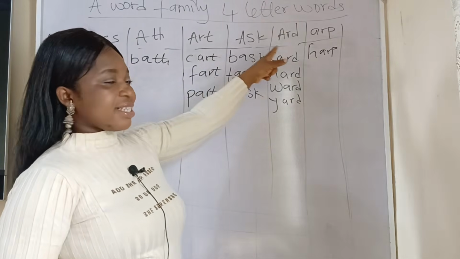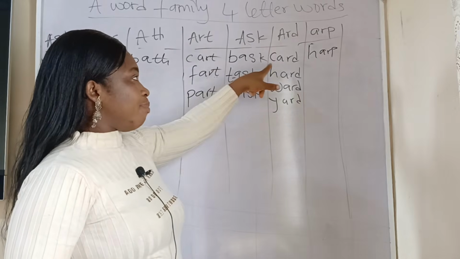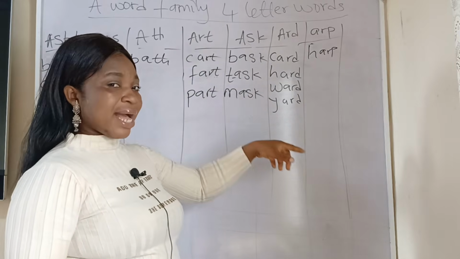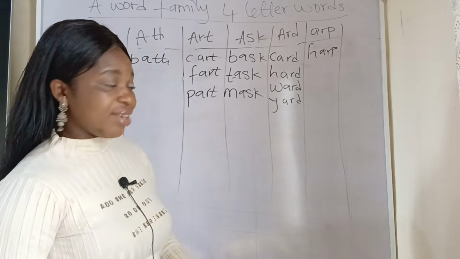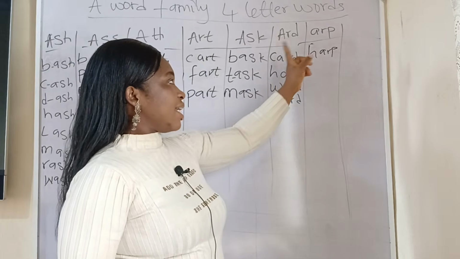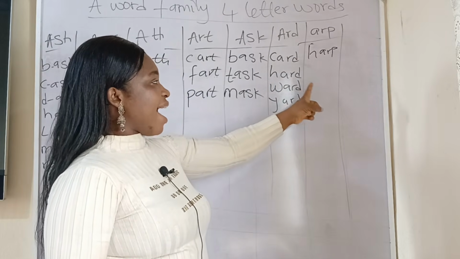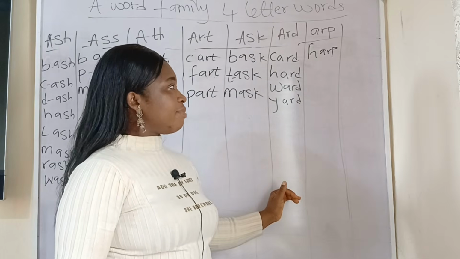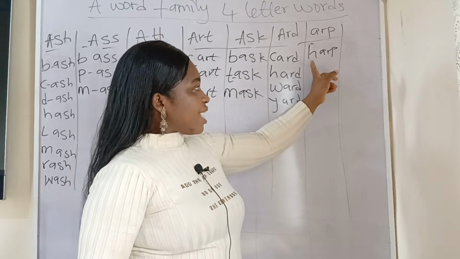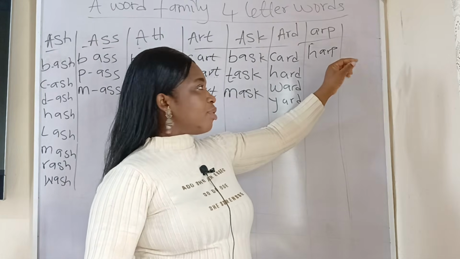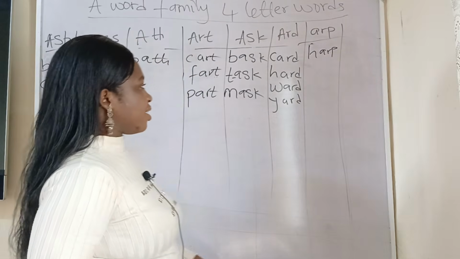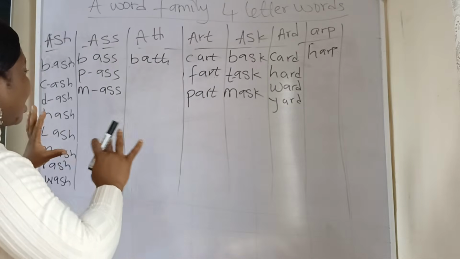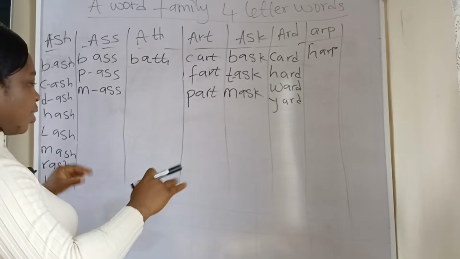We have ask as the base sound. We have bask, task, and mask, fill in any other one you could think of. We have add, we have card, hard, word, and yard. Okay, if there's another one remaining, you can add it here. And right here we have hap. So if there's another one, you add it here. So this is the A-word family that we can do today.